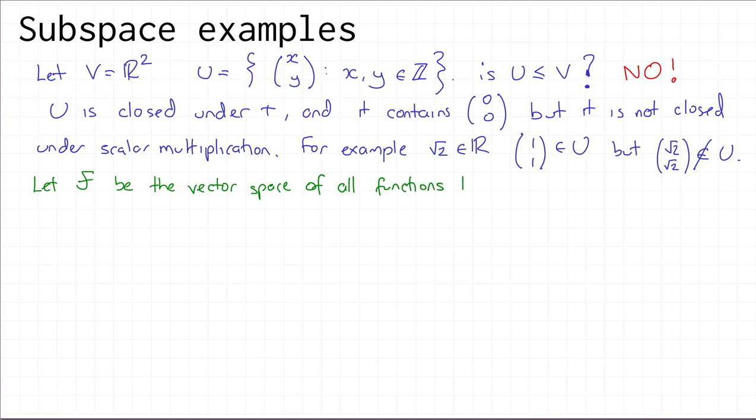So we defined the operations on this vector space, the addition and scalar multiplication, in our vector spaces video. So we'll now let curly U be all of the functions f in F with the property that f of 1 is equal to 0. So all the functions which are 0 when you give them the input 1. Then I claim that this U really is a subspace of F.